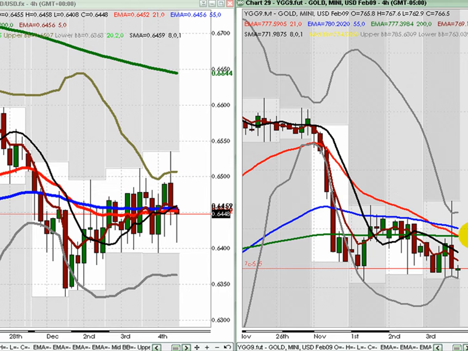Will it happen all the time? No. Does it happen most of the time? Yes. So if you understand the relationship and you have a gold chart up in real time and you see suddenly gold starts to plummet, you can say to yourself, I wonder what's happening to the Aussie dollar. Is the Aussie dollar losing value? And if you find out the Aussie dollar is weak, then just go out and find something strong.